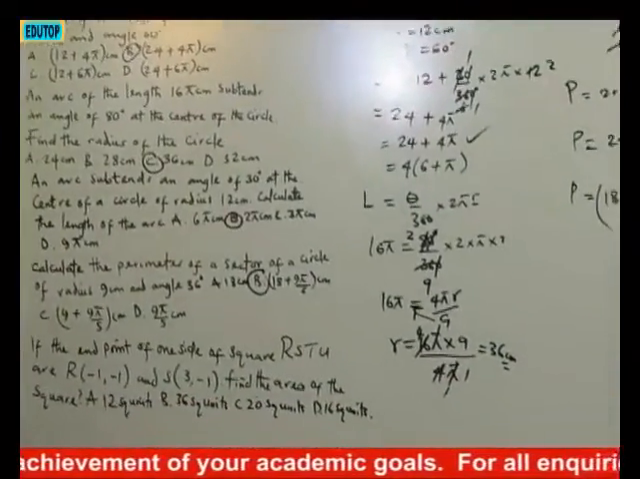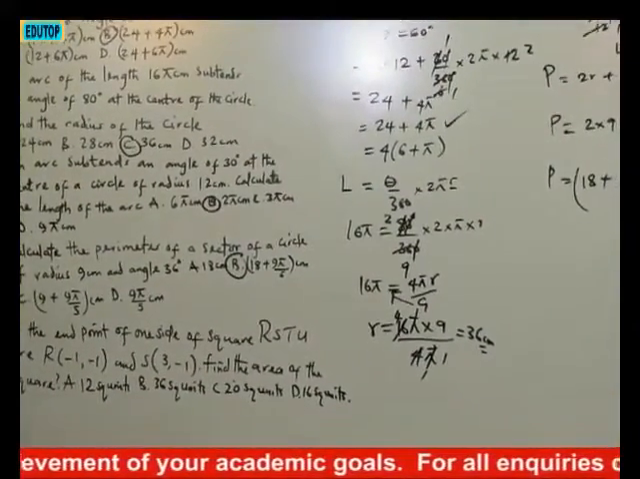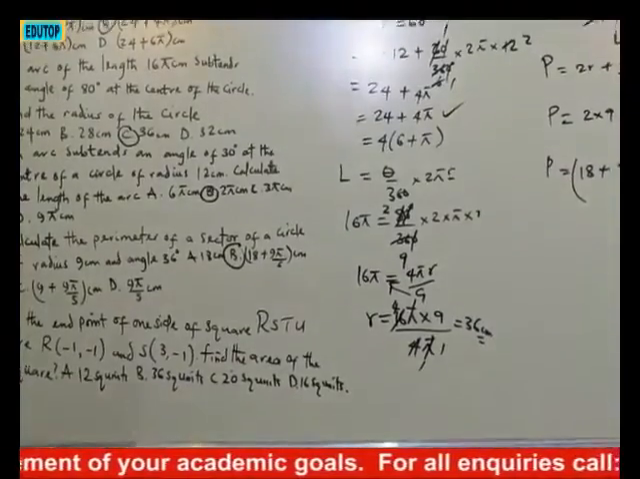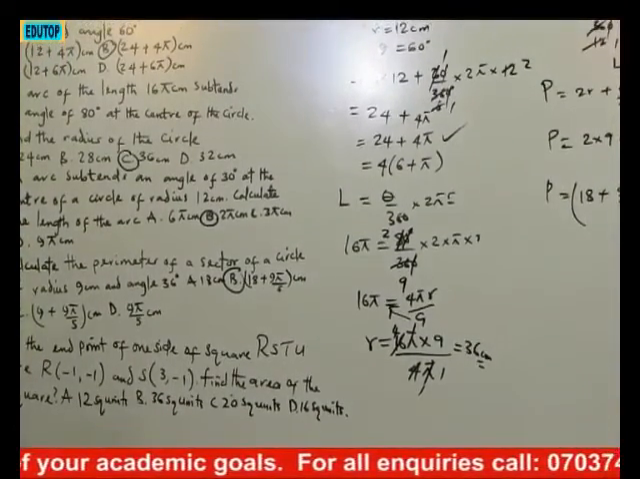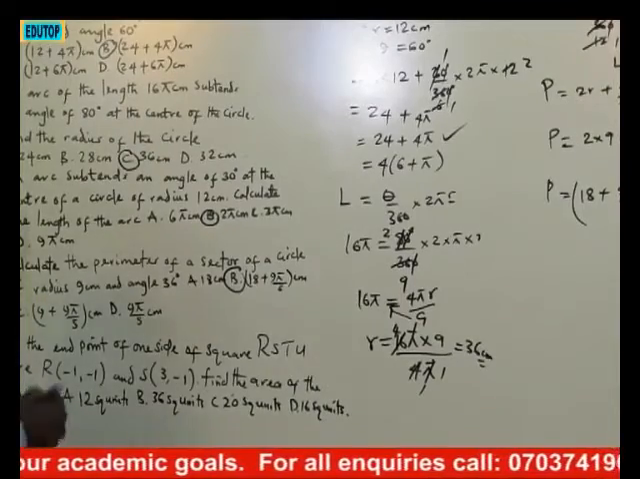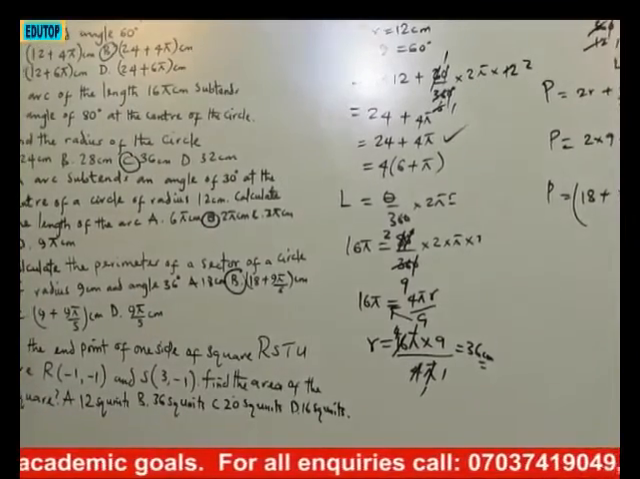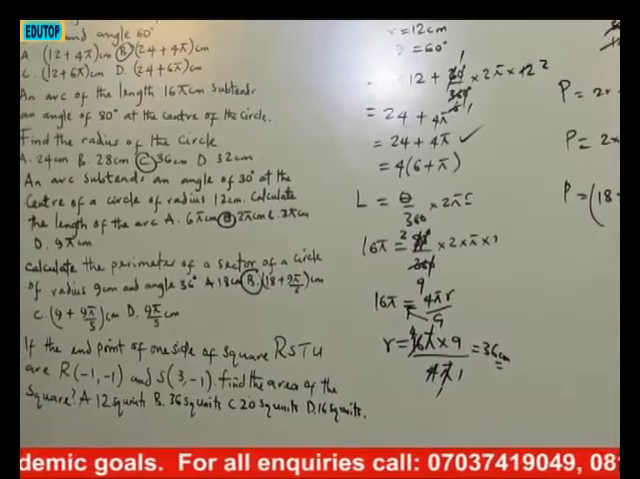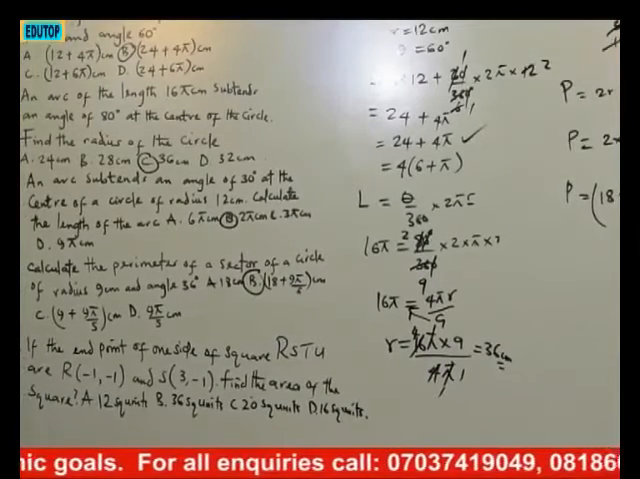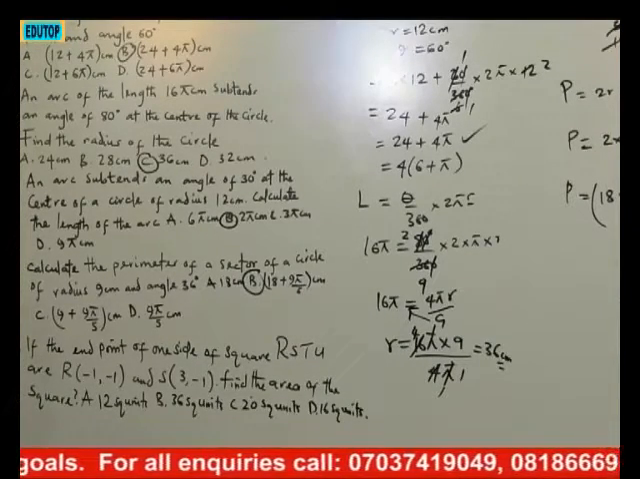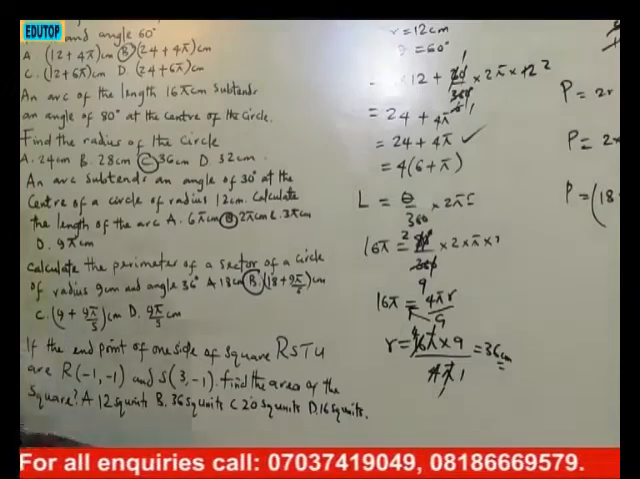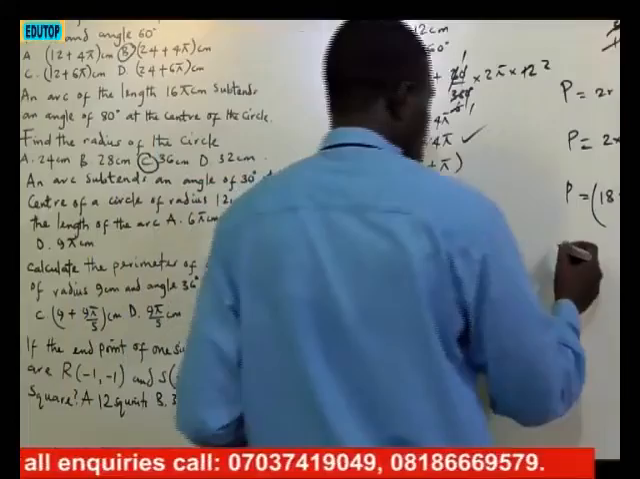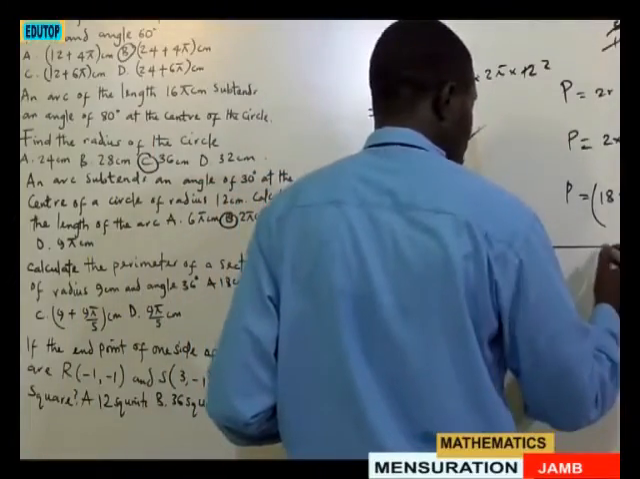So question 5. If the end points of one side of square RSTU are this and this, find the area of the square. So if you see a question that is structured this way, you are given a square and the question asks you to find the area, provided that you are given 2 points of this kind. So in this situation, the first thing you have to do is to draw the square. The square will be looking like this.